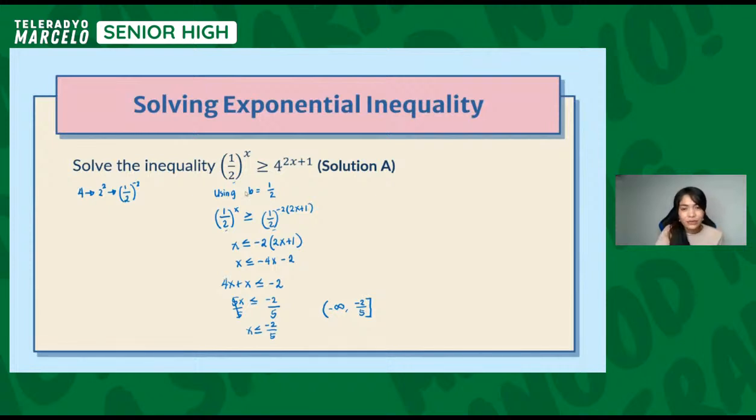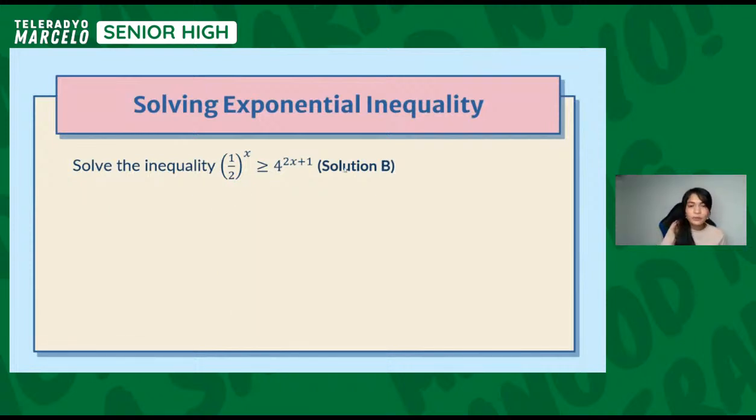Now let's try the second solution. So for solution B, we can use the base 2. So using base 2, let's solve this exponential inequality. So we can rewrite 1/2 as 2 raised to negative 1, tama ba? 1/2 is also equal to 2 raised to negative 1, raised to x, is greater than or equal to 4, which can also be written as 2 squared, raised to the quantity 2x plus 1.